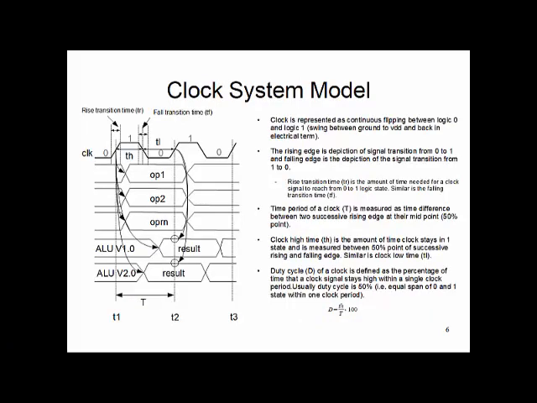So here are some more details on the clock system. As I said, the clock is represented as a continuous flipping between logic 0 and logic 1, which is a swing between the ground and VDD. This is an electrical signal, right? You know that 0 is represented by no voltage on that specific wire, and 1 is represented as a full operating voltage, whether 1 volt, 1.2 volt or 0.8 volt, which represents a logic 1 in a certain electrical wiring. So this is a continuous clock signal.